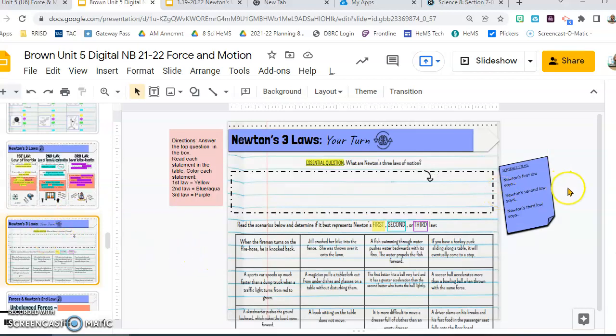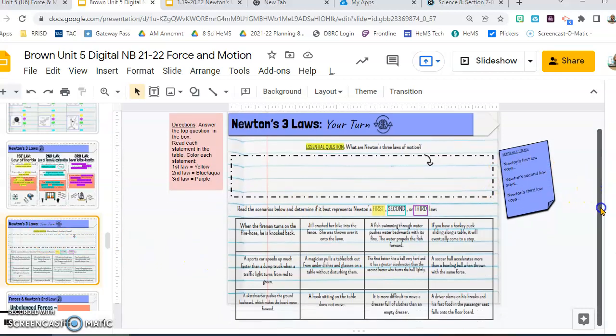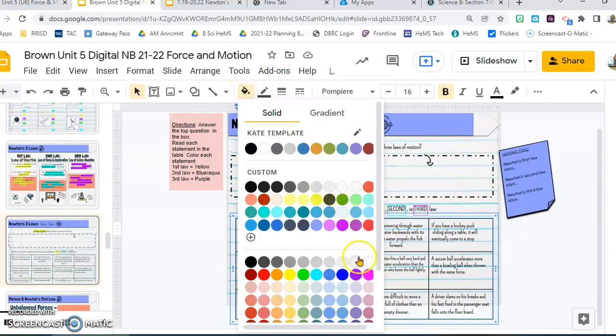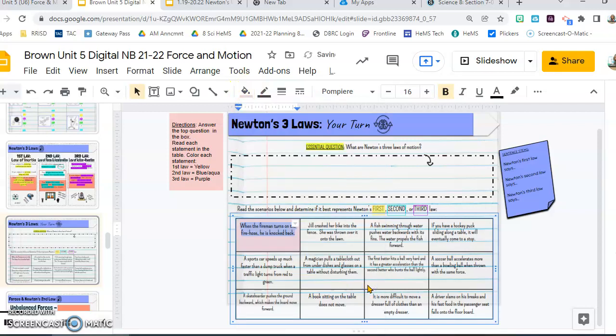We're going to go through these and determine, what are these? When the fireman turns on the fire hose, he's knocked back. Is that a Newton's first law, or a Newton's second law, or a third law? And for my friends, I'm just highlighting the text and coming up here to the fill. And absolutely, that's a Newton's first law.